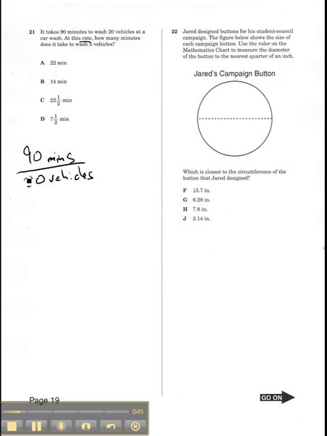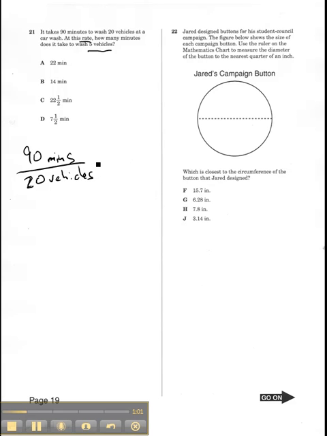We could divide 90 divided by 20 to figure out how long it would take to wash one vehicle. And if we knew how long it would take to wash one vehicle, we could figure out how long it would take to wash 5 vehicles by multiplying that unit rate times 5.